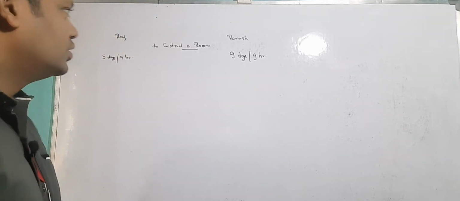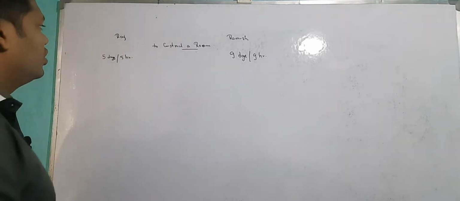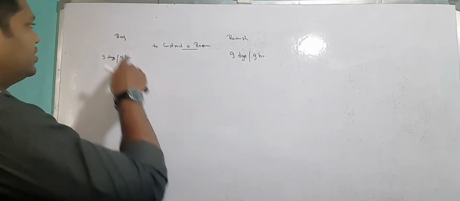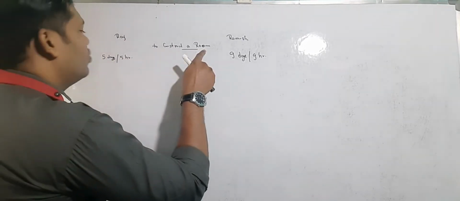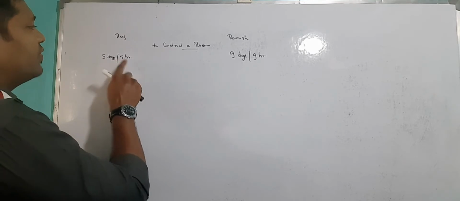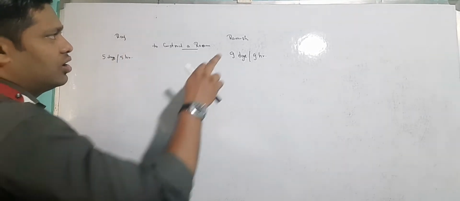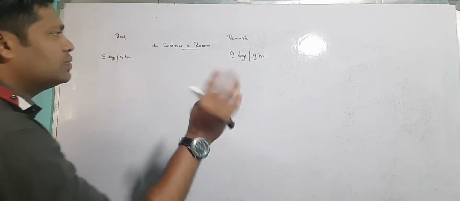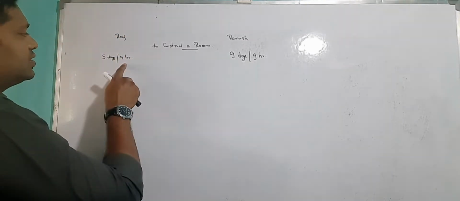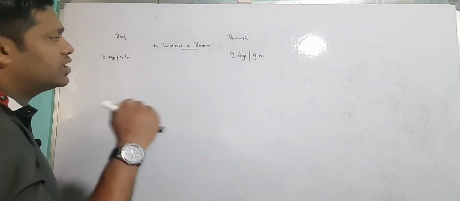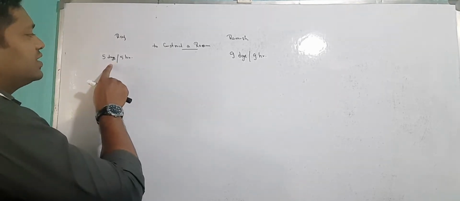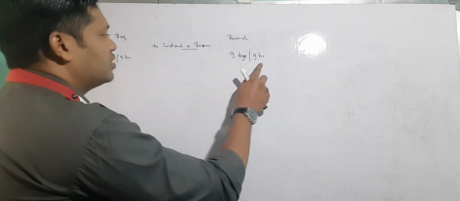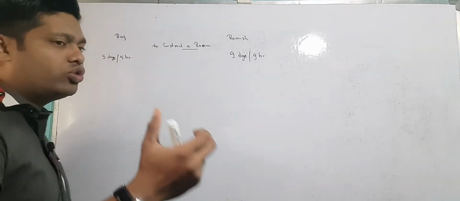Now Mr. Raj, what does this signify? Mr. Raj can construct a room in 5 days or 5 hours. Mr. Ramesh can do it in 9 days or 9 hours. So who is more efficient? Obviously Raj is more efficient. Why? Because he is taking less time as compared to this person. So what do you mean by efficient?